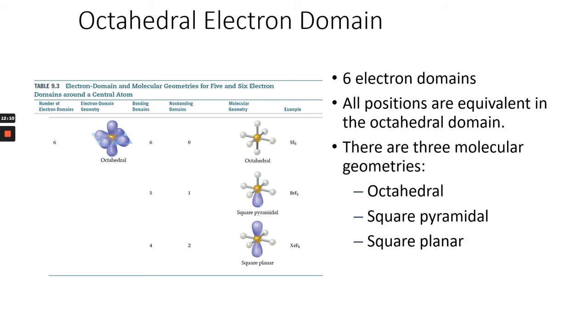The last one we're going to talk about is the octahedral. Remember, this has 6 domains. So if you have 6 domains, it looks like an octahedral coming off. All positions are equal in an octahedral, okay? And there are 3 molecular geometries that you could have. So if it's all bonds, it's called octahedral. If you have 1 lone pair, it's square pyramidal. And if you have 2 lone pairs, it's square planar, because it looks like a square and it's within the plane.